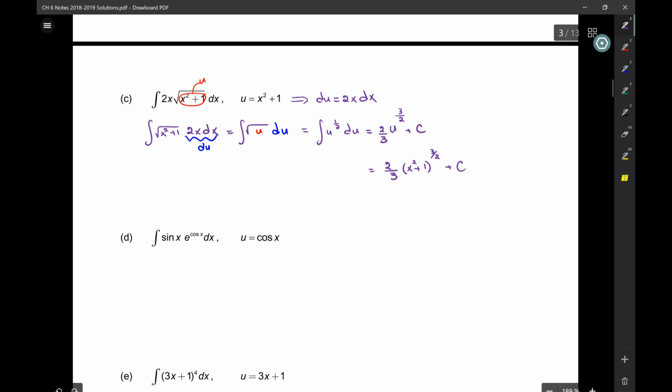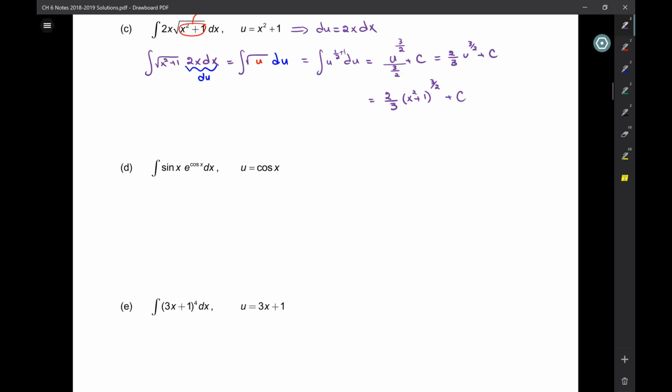Okay? How do you get 2/3? Because if you have u to the 3/2, right? So what happens? You add 1 to the exponent, you get 3/2. Then you have to divide by the new exponent. And dividing by 3/2 is the same as multiplying by the reciprocal. Okay.